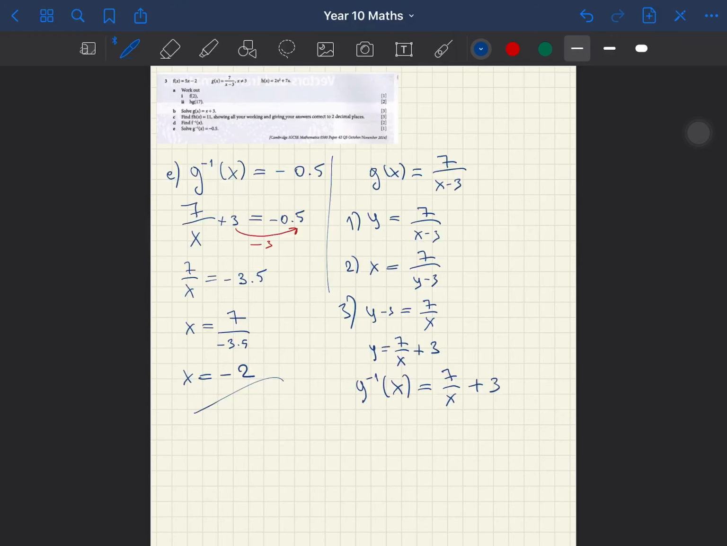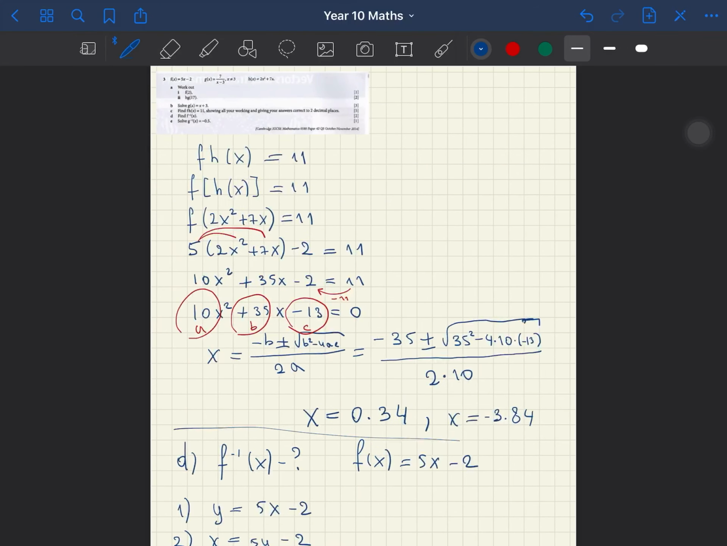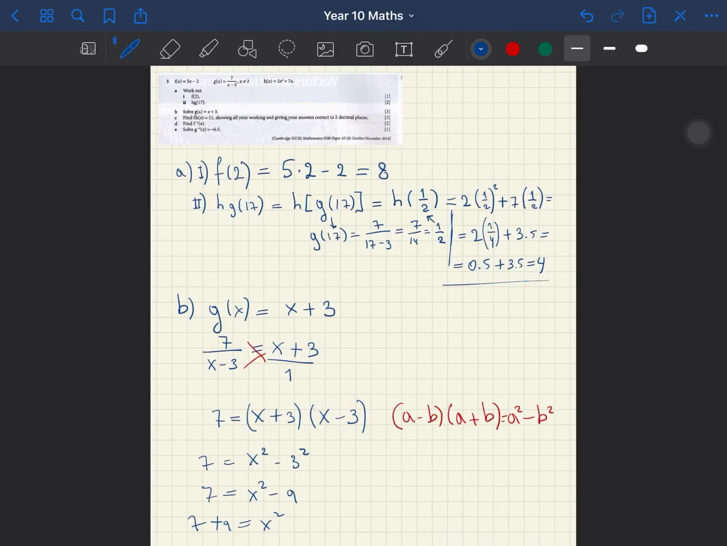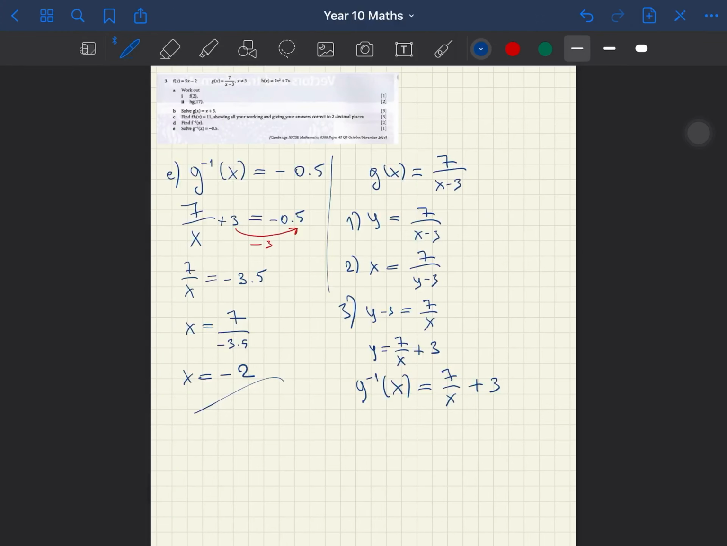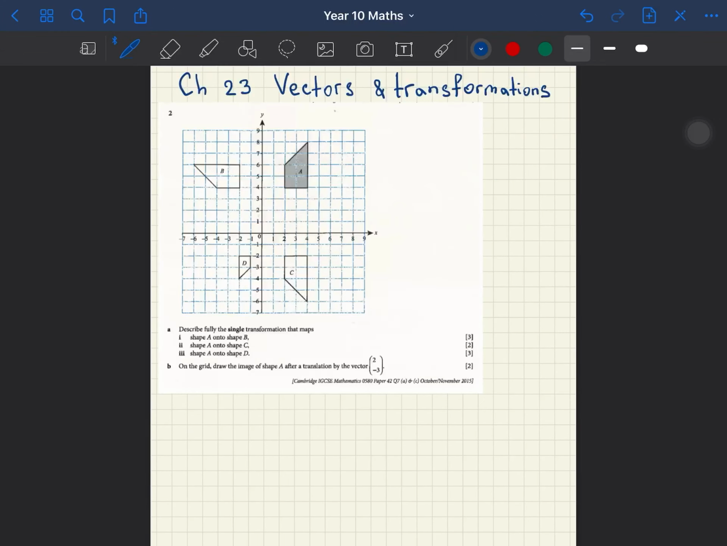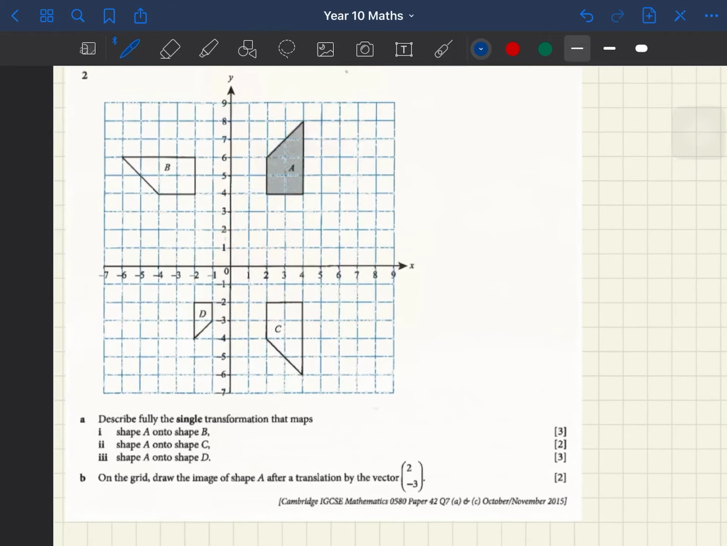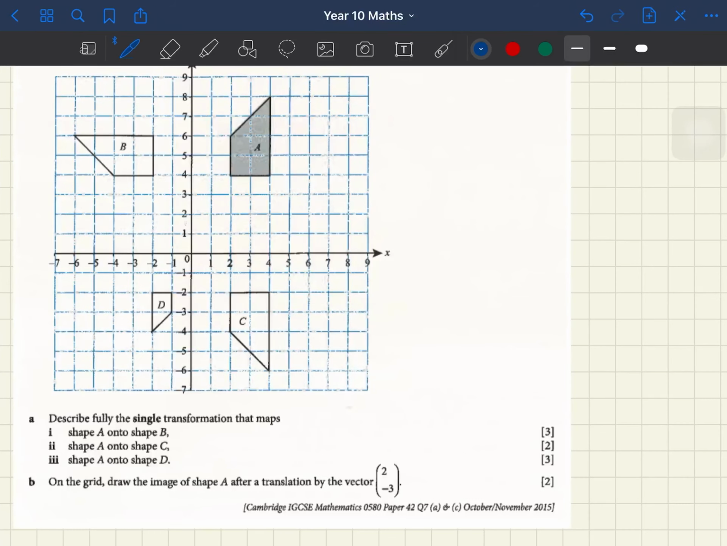Okay, take a look again. A lot of stuff. So this is E. Here we have our C and D. And here we have A and B for this question. Okay, chapter 23, vectors and transformations. Describe fully the single transformation that maps shape A onto shape B. So you see it kind of goes like this.